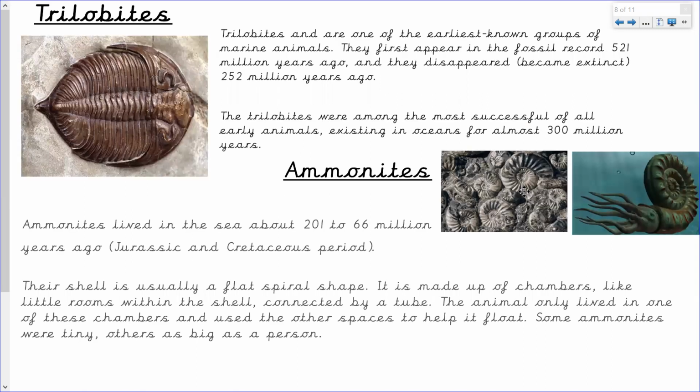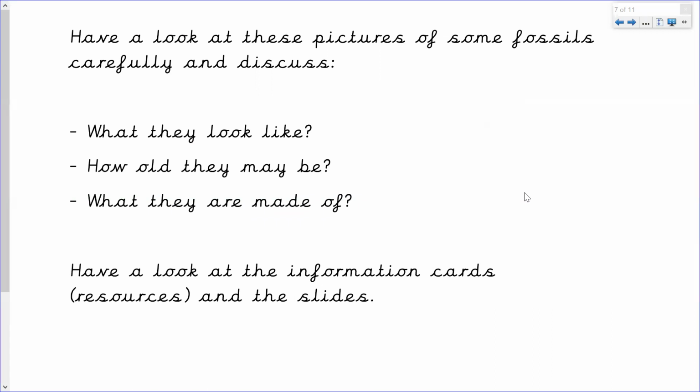So, the first is a trilobite. A trilobite is one of the earliest known groups of marine animals, so one of the earliest water animals. They are extinct. Whilst I'm going, discuss what they are made of and how old they are.